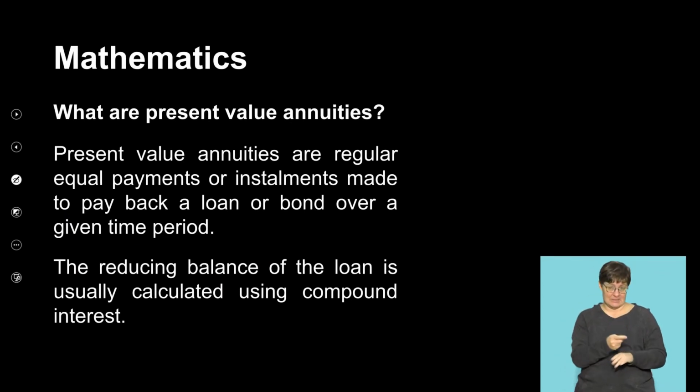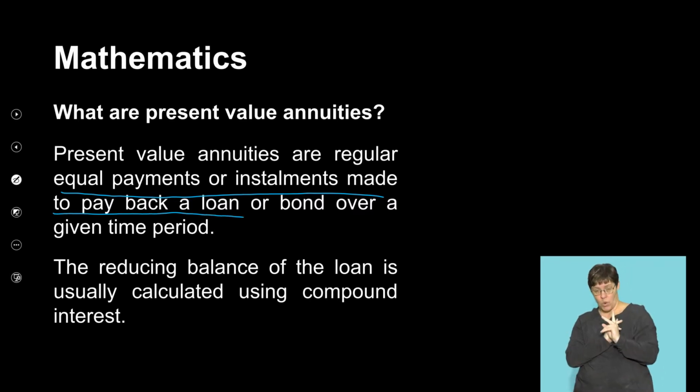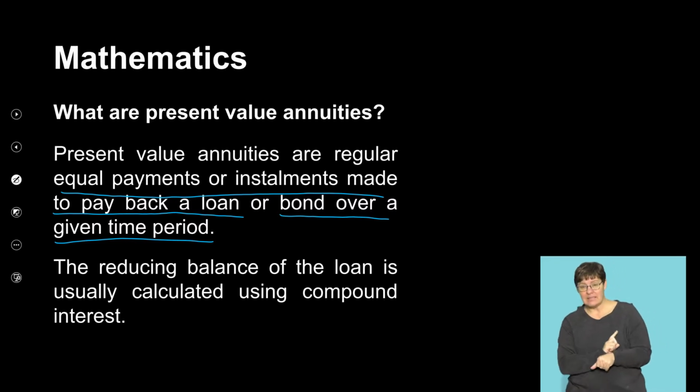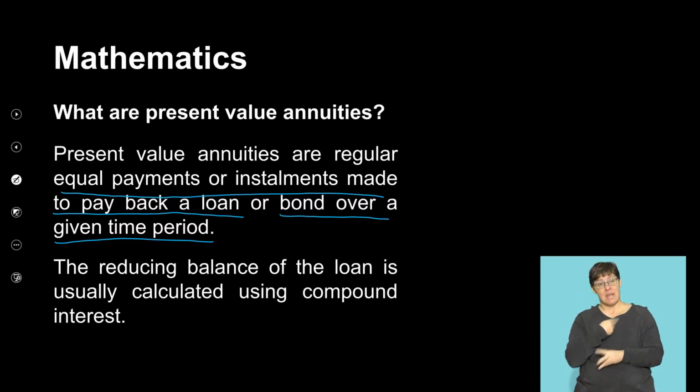Now, what are present value annuities? These are regular equal payments or installments that are made solely to pay back a loan or a bond over a period of time. So this has nothing to do with you accumulating a certain amount after a certain number of years. No, it's about you paying back the loan in order to move from something that is greater than 0 to 0.